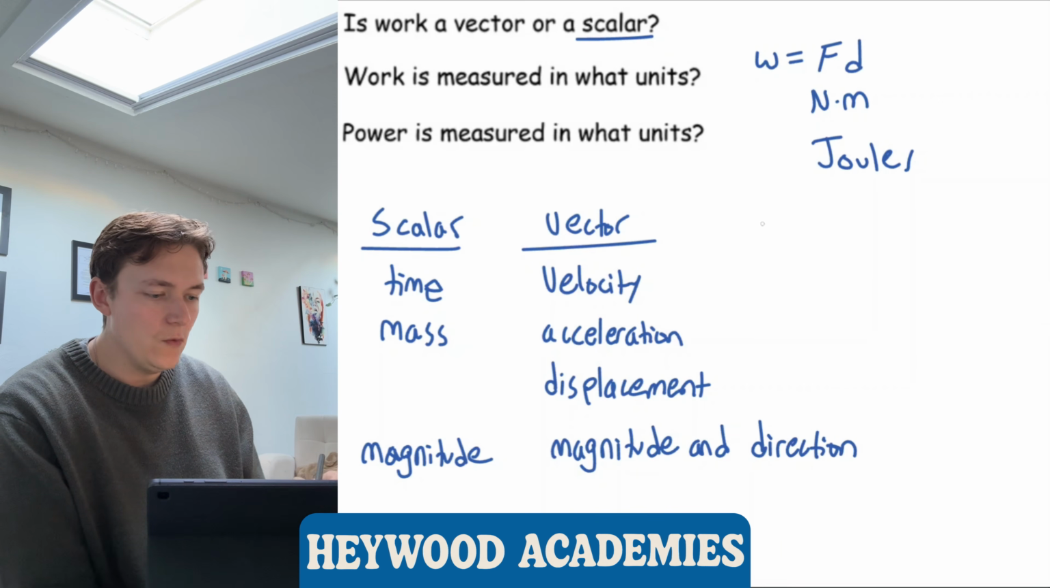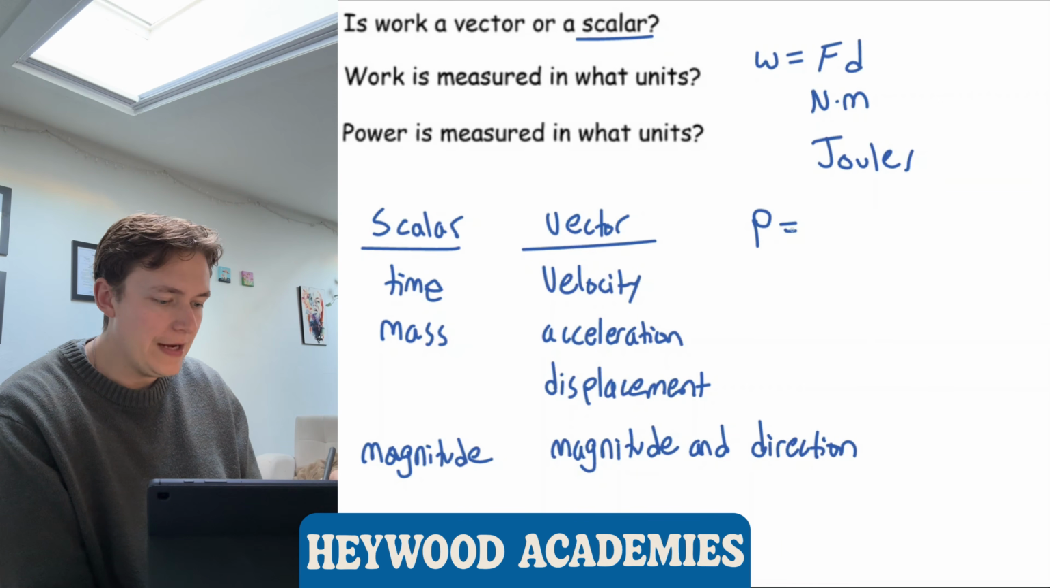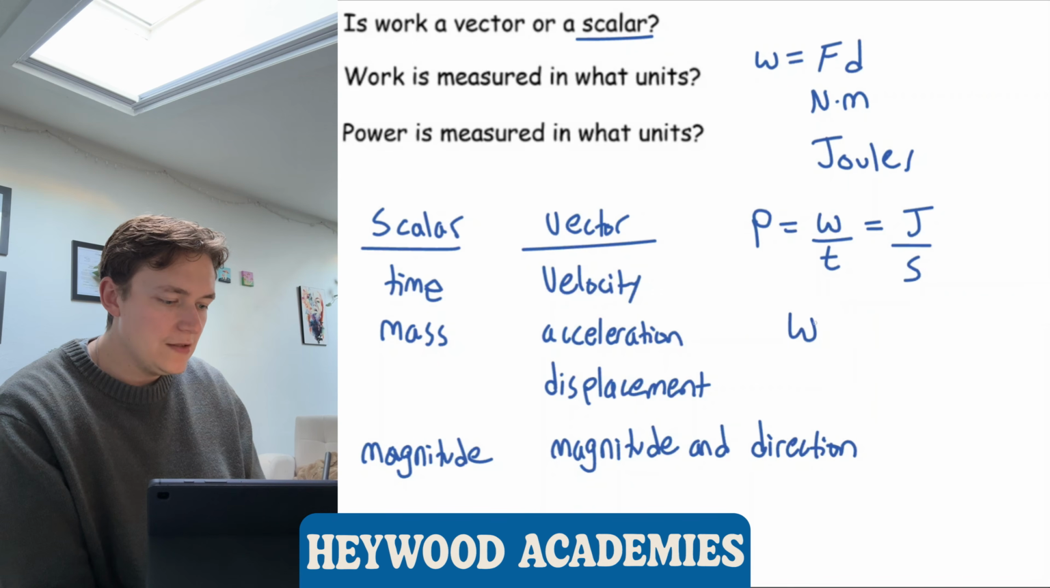Power is measured in what units? Same as before, power is work over time, and work is measured in joules, time is measured in seconds. So we get joules over seconds, which is watts.